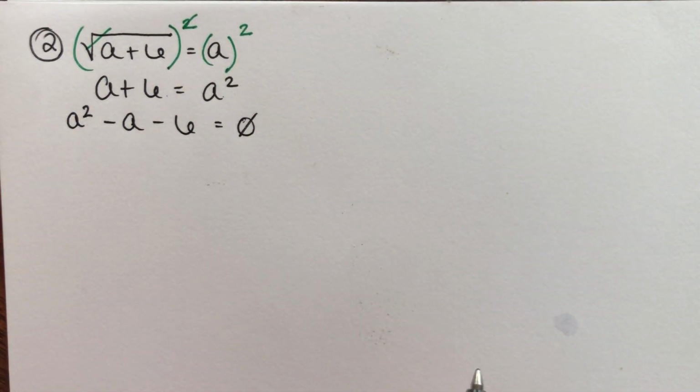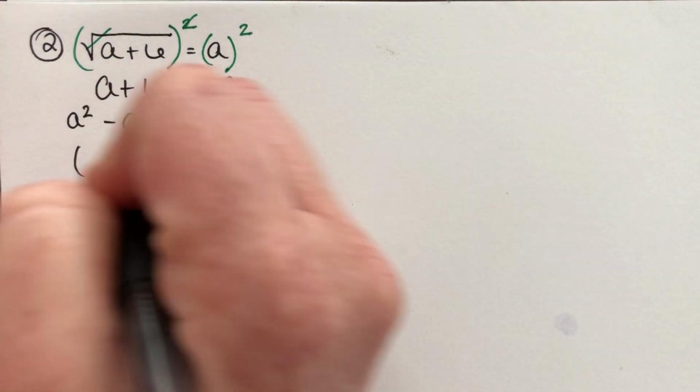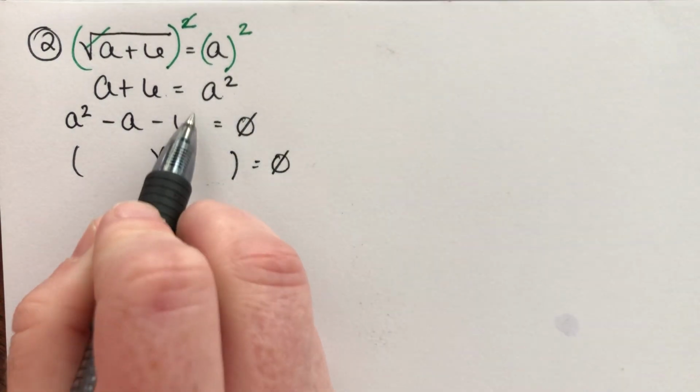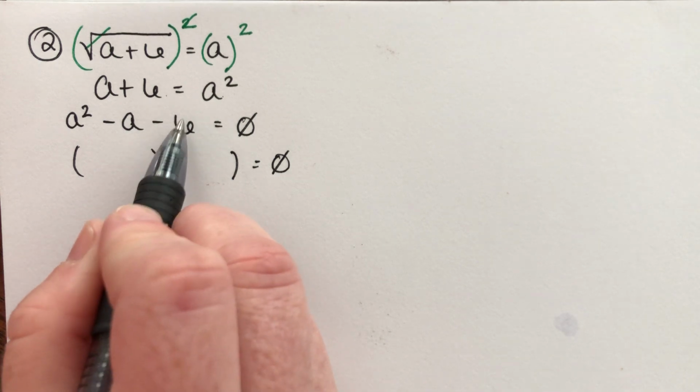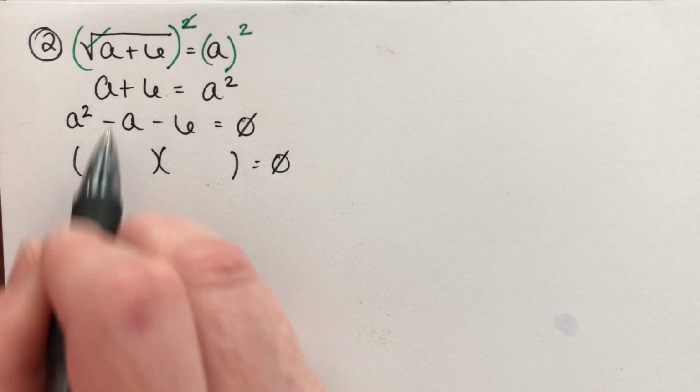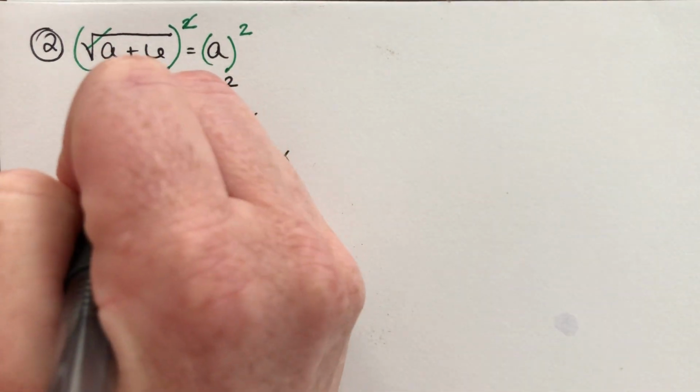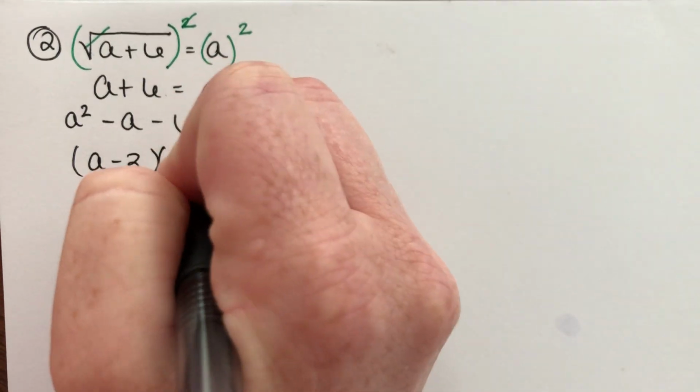Now I can factor and solve for a. So I'm going to have 2 binomials equal to 0. Factors of negative 6 that add up to the middle number, negative 1, are going to be negative 3 and positive 2. So a minus 3 and a plus 2.